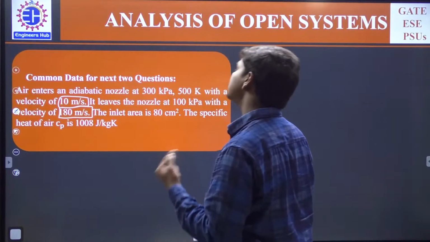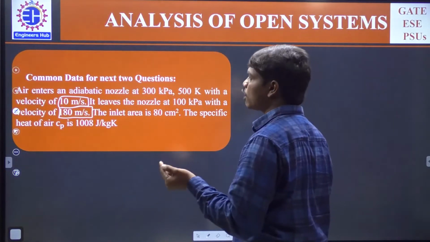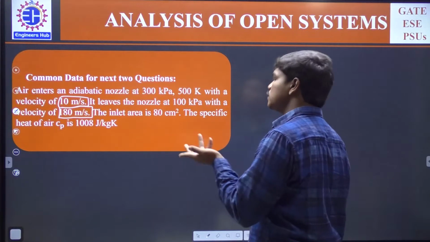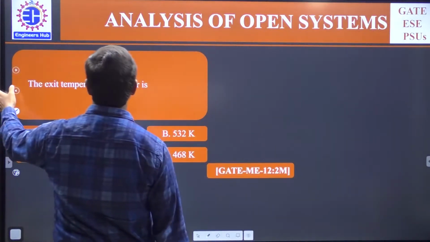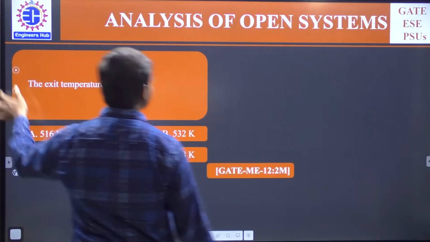The inlet area is 80 centimeters squared. The specific heat of air Cp is 1008 joule per kg Kelvin. Okay, then if this is the data, what is the exit temperature of the air? Okay, so let me draw one nozzle here first.